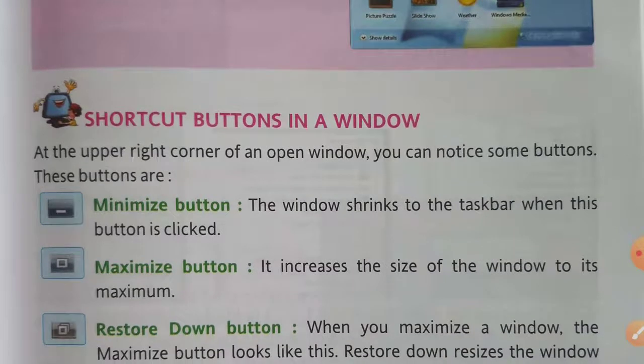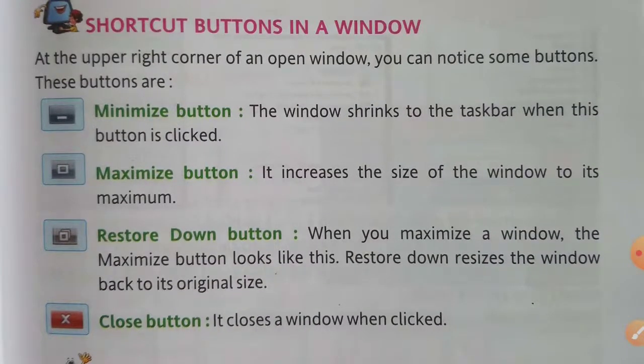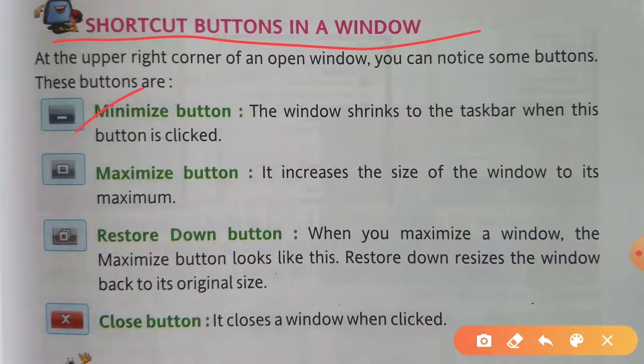Okay student, shortcut buttons in a window. Here are 4 shortcuts. At the upper right corner of an open window, you can notice some buttons. What are the buttons? Minimize button, maximize button, restore down button and close button. When you open any program or MS Office, you see these in the upper right corner of the window. The minimize button shrinks the window to the taskbar when clicked.